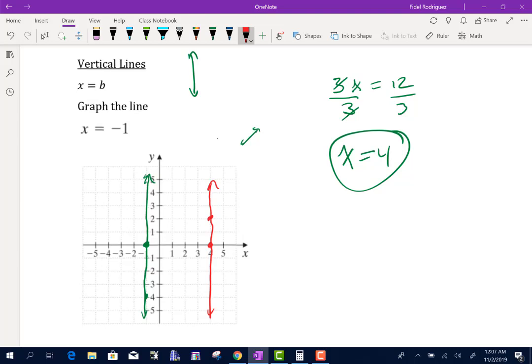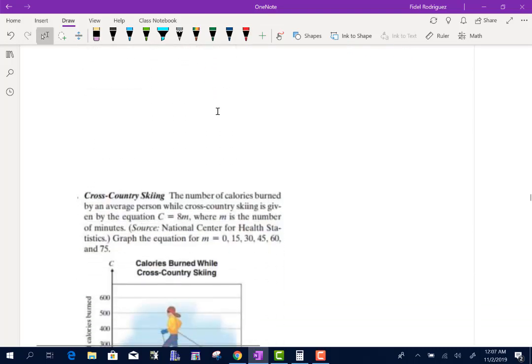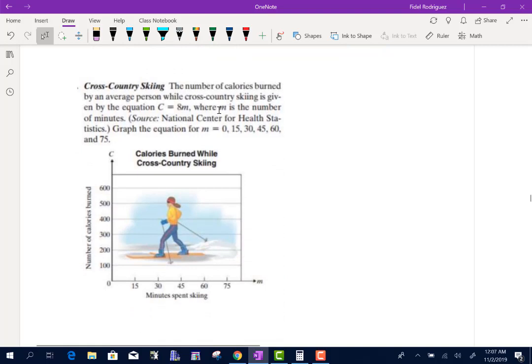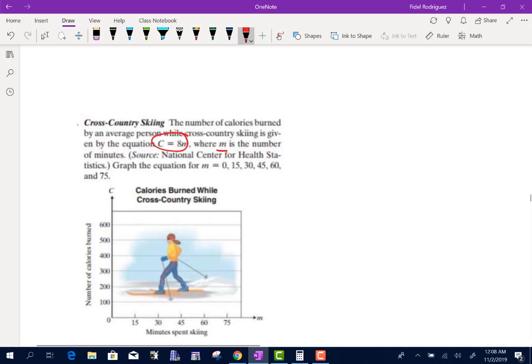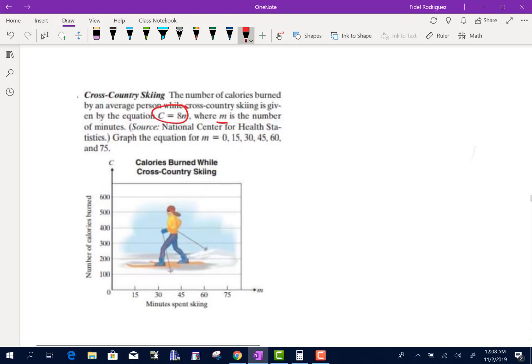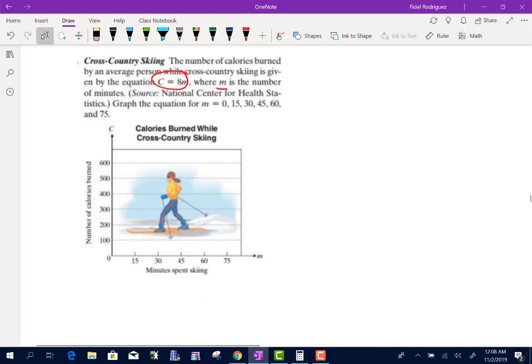Okay. So the last part that we have here in 7.2 is a word problem, and it says, let's see, the number of calories burned by an average person while cross-country skiing is given by the equation. They give us an equation right here, okay? It says m is the number of minutes, okay? And let's take a look at what it says. So we're going to do this a couple of times because it says, graph the equation for m equals 0, 15, 30, 45, 60, and 75.